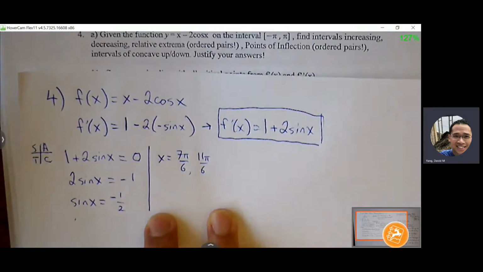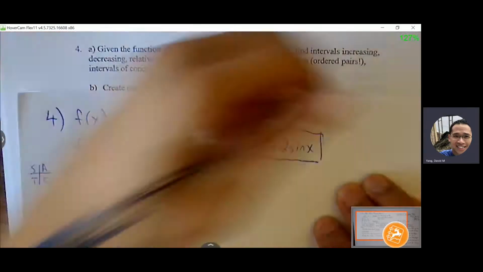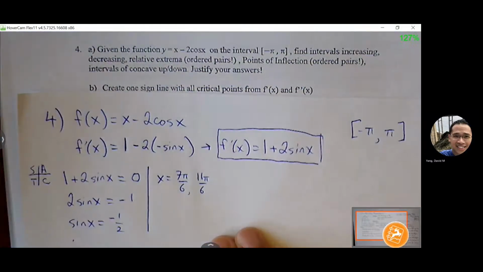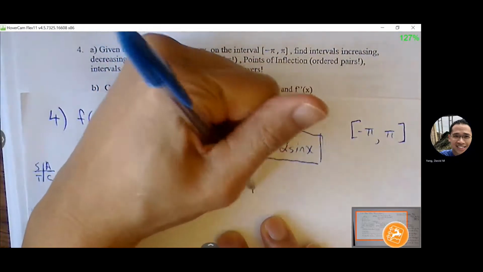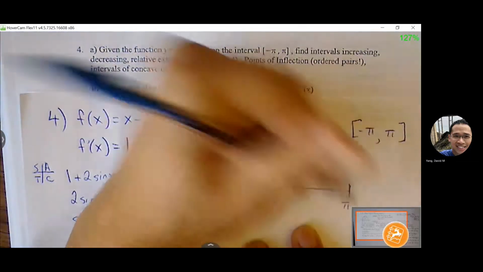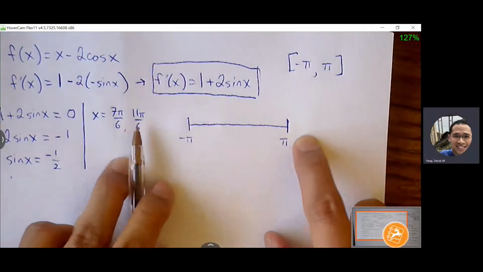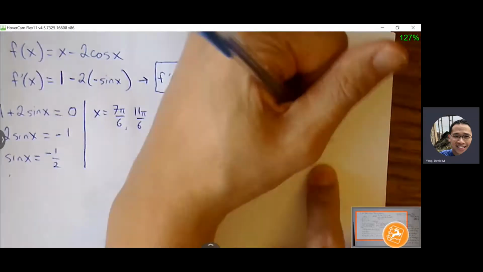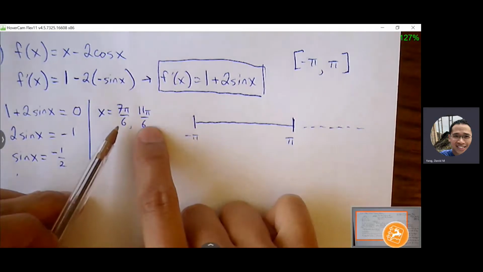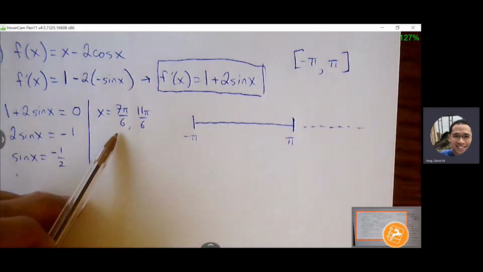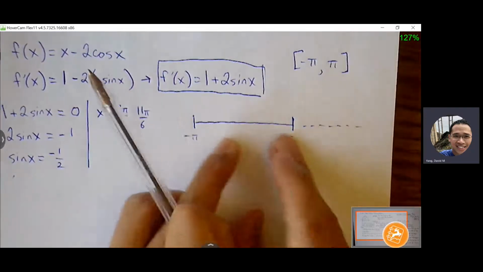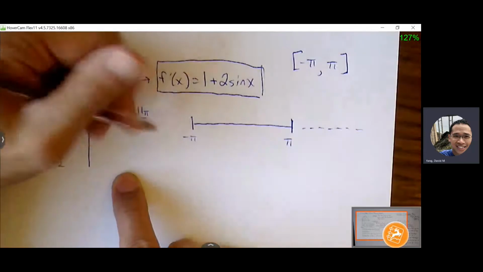But the issue is that our interval is only from negative pi to pi. So if I were to create my sine line, 7 pi over 6 and 11 pi over 6 are going to land outside here, right? So we're not going to be able to put them onto the sine line. However, we can always find coterminal angles by either adding or subtracting 2 pi. So if we subtract 2 pi from both of these, maybe they will end up landing inside the interval, right? So let's try that.